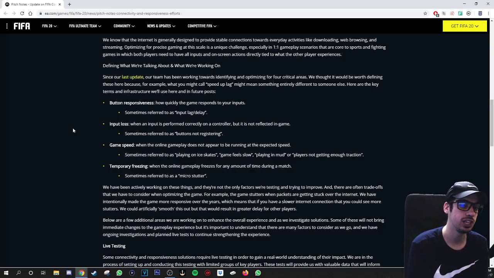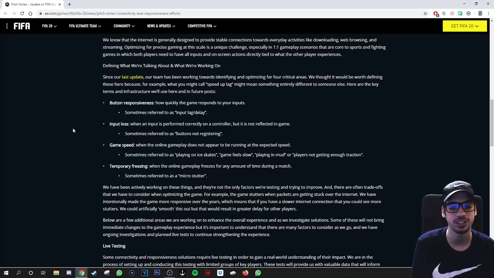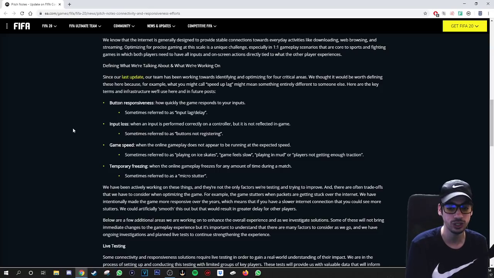Game speed: when the online gameplay does not appear to be running at the expected speed, sometimes referred to as playing on ice skates, game feels slow, playing in mud, or players not getting enough traction. Temporary freezing: when the online gameplay freezes for any amount of time during a match, sometimes referred to as a micro stutter.